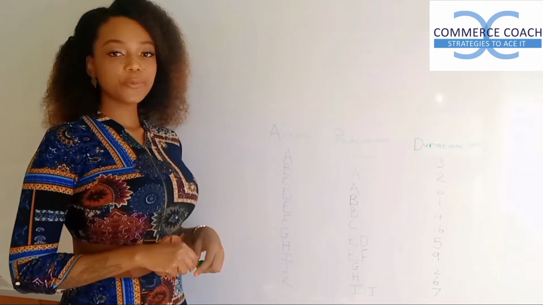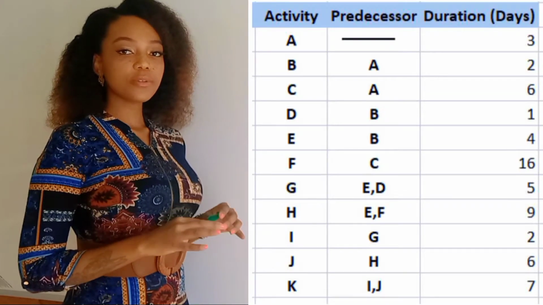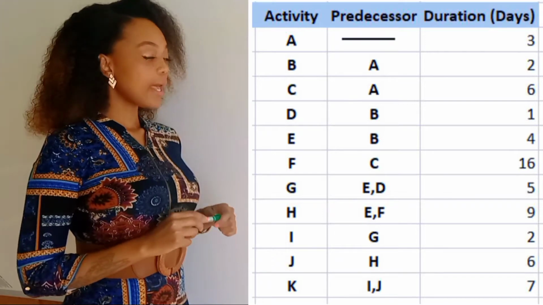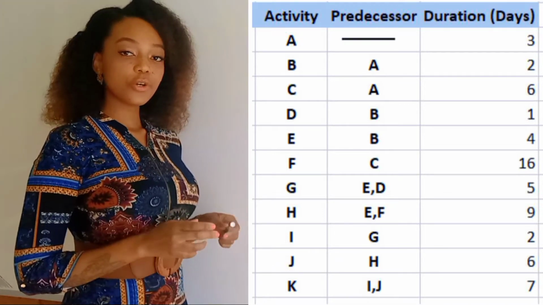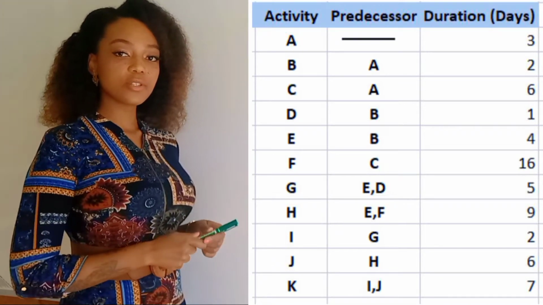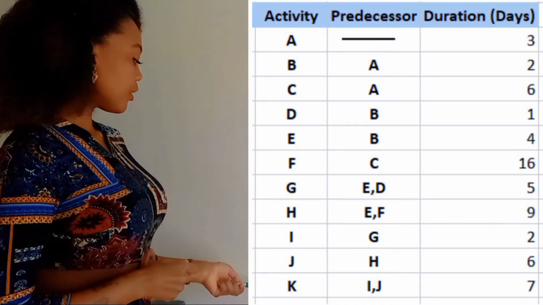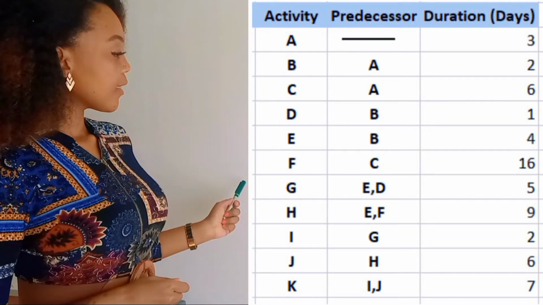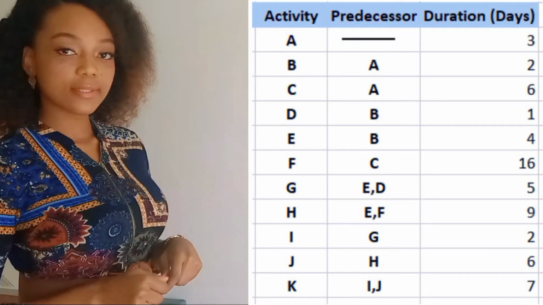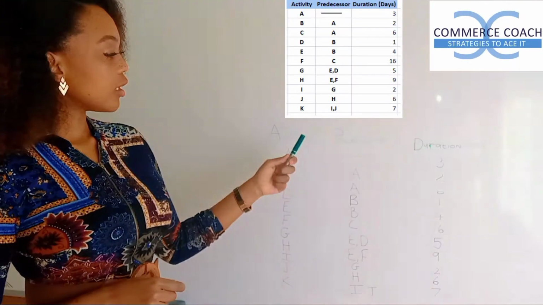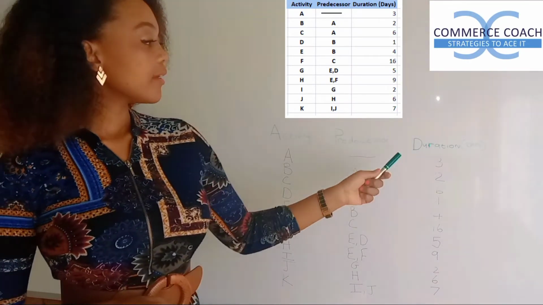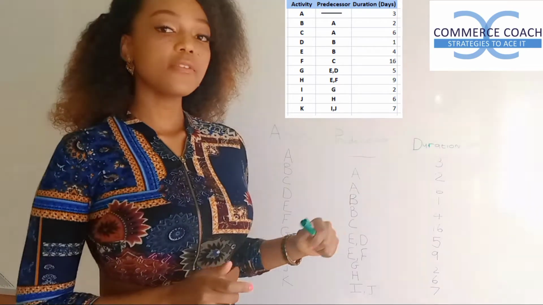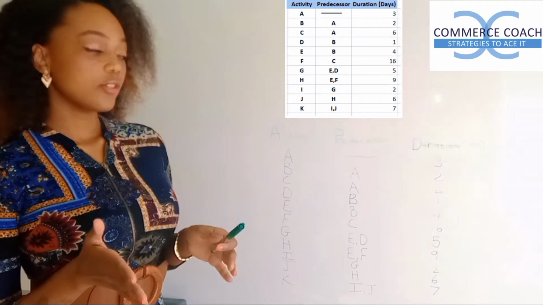With drawing our network diagram, we need to know the dependency relationships among the activities. So let's take a look at the information that we have. In the first column, we've got all the activities that we are supposed to complete in our projects. In the second column, we've got the predecessors, and in the third column, it's the number of days that it takes to complete each activity.